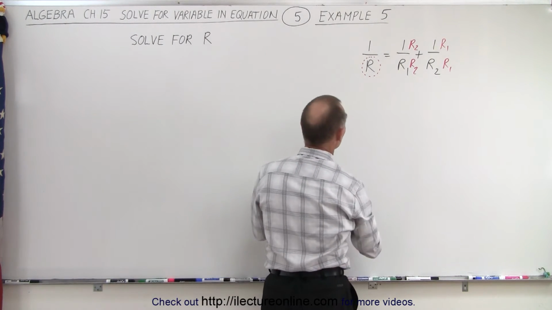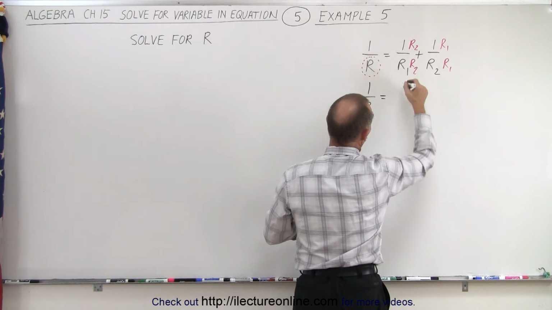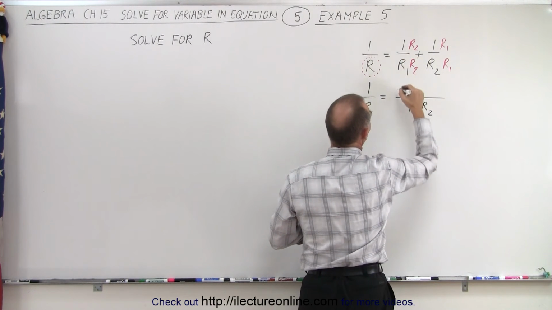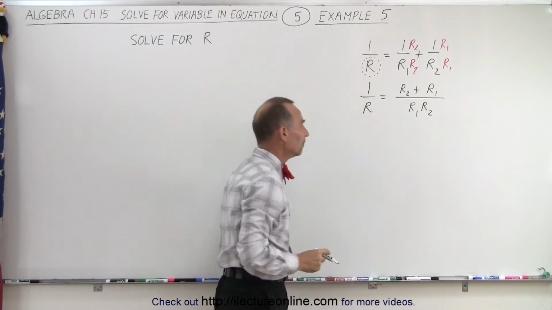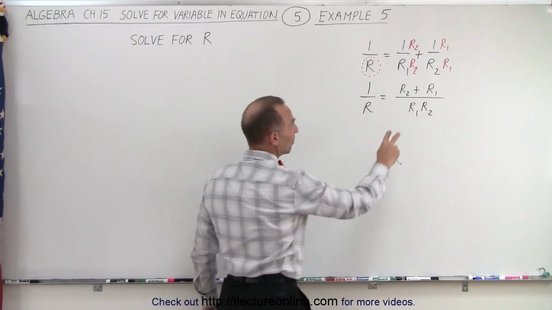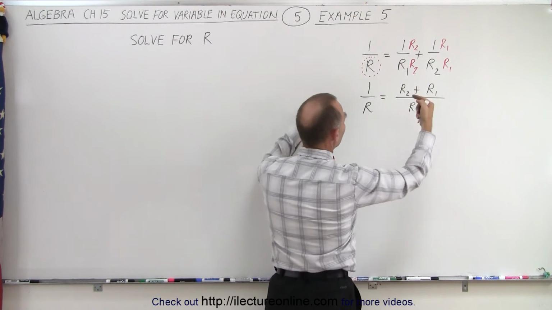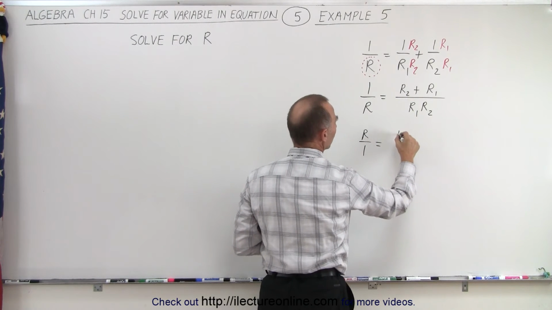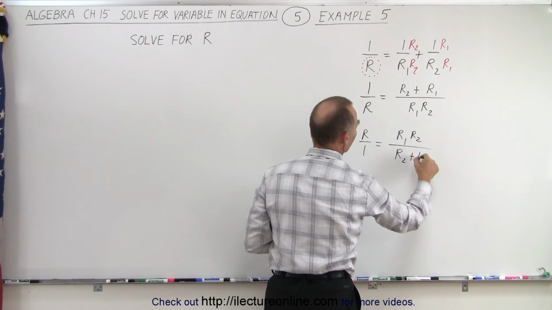So this on the right side can be written as follows. 1/r on the left side equals, we have a common denominator of r1 times r2, and here we have 1 times r2 plus 1 times r1. And so now we're ready to flip the fraction over. Again, here we probably want to write r1 plus r2, which rolls off the tongue a little bit better, but since we take the inverse of both fractions, we're going to have r/1 equal to r1 r2 divided by r2 plus r1.